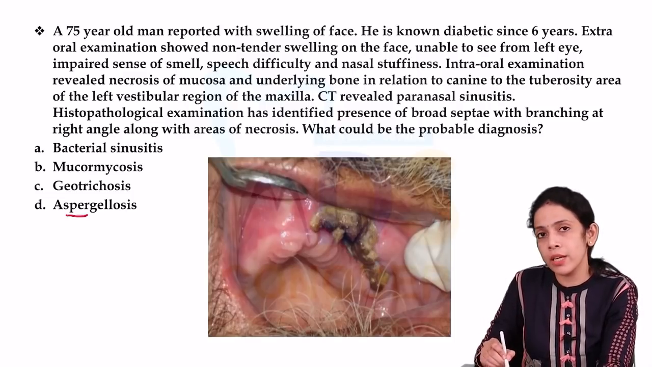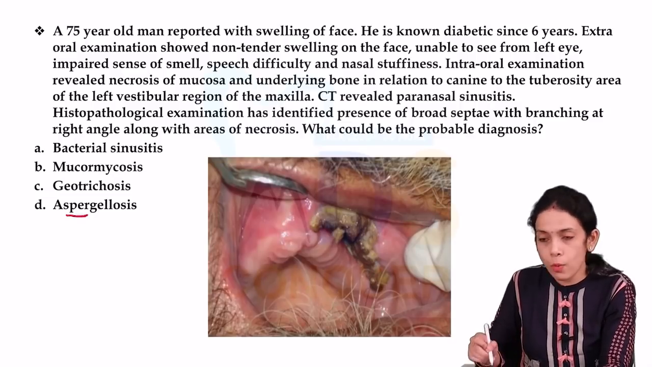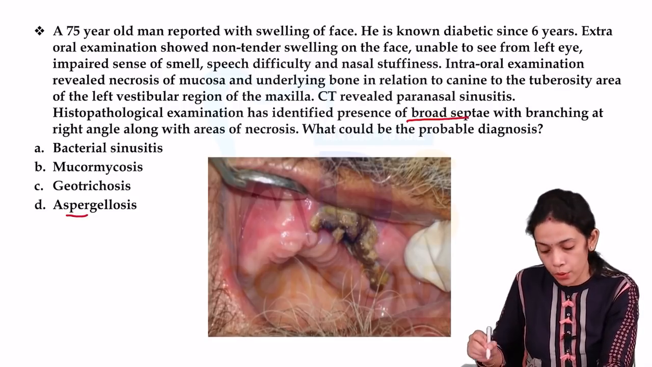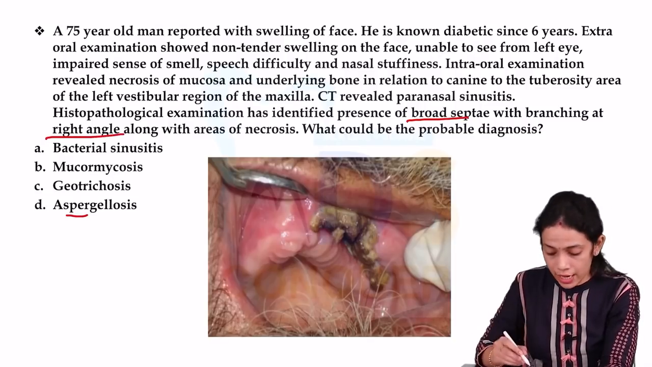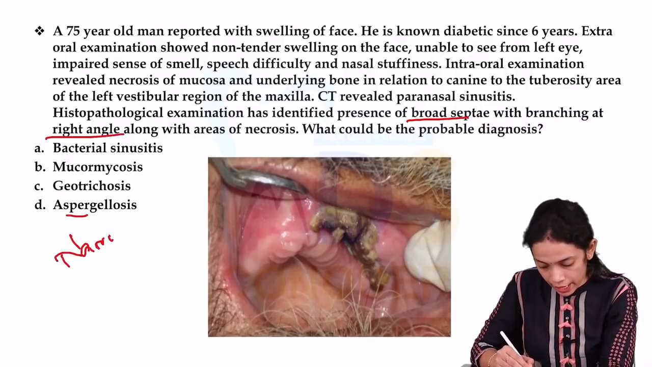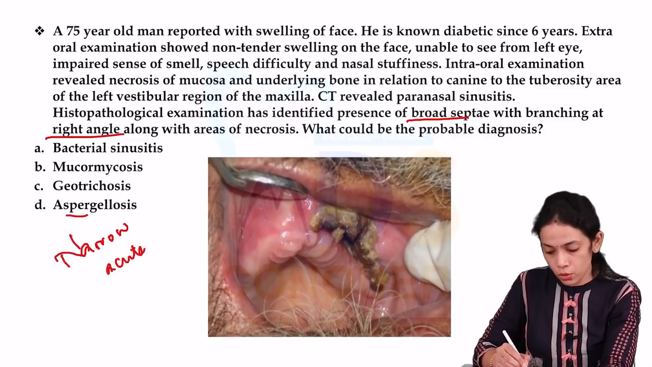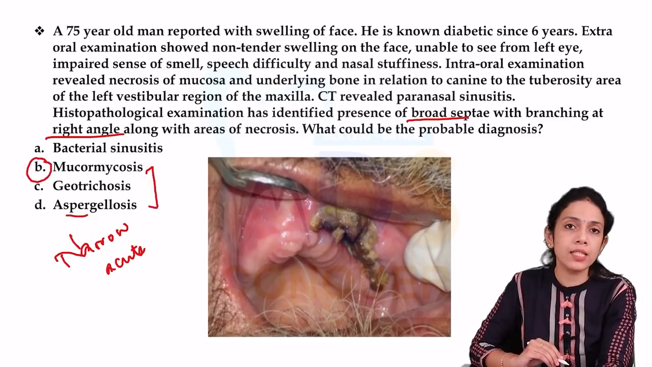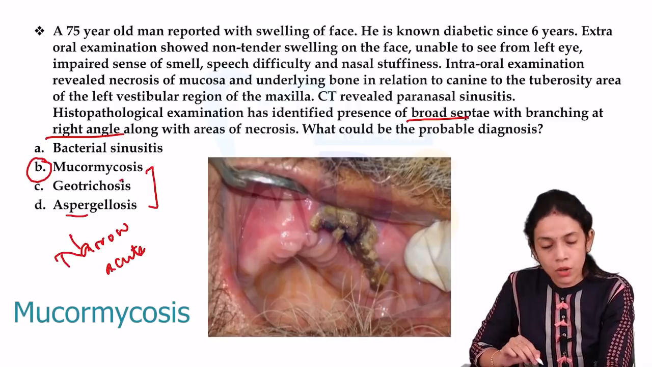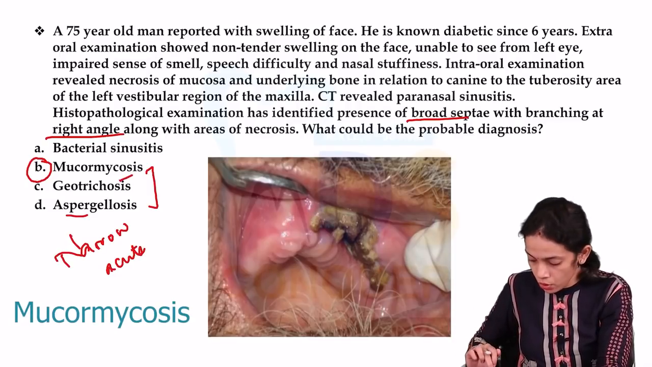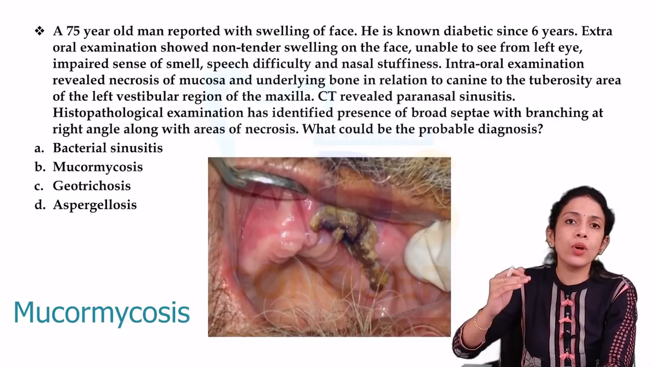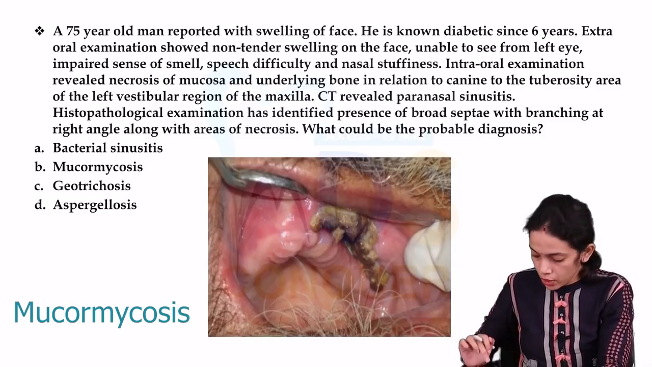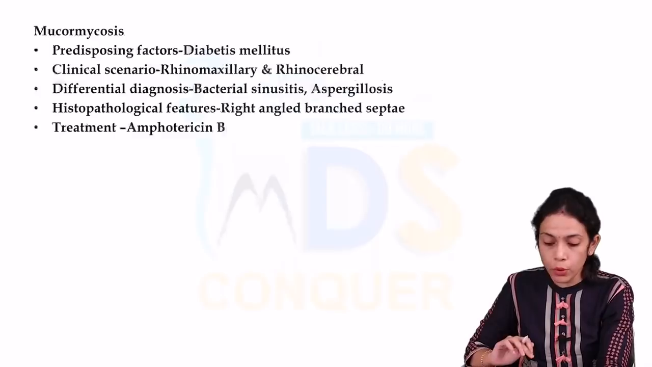Why? Because the histopath examination in aspergillosis will not be the one as presented here. It will have narrow septae which are at acute angle. Here the septae are broad with right angle presentation, whereas in aspergillosis the septae will be narrow and at acute angle. Okay, so that differentiates between mucormycosis and aspergillosis. So you have to go for the answer, that is mucormycosis. Why? We'll be discussing that further. Okay, so now how to answer is you have to go for the options one by one and eliminate them, and then you arrive at the correct answer. Okay, so the present case is mucormycosis.